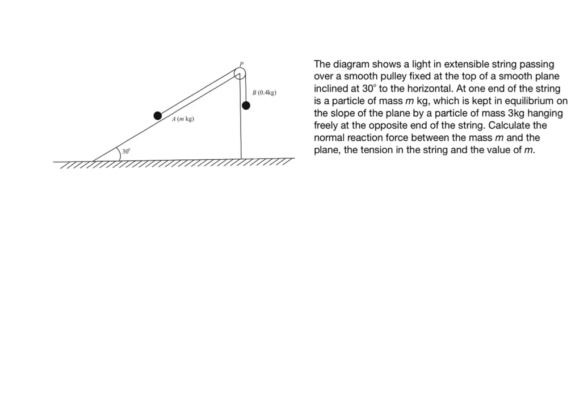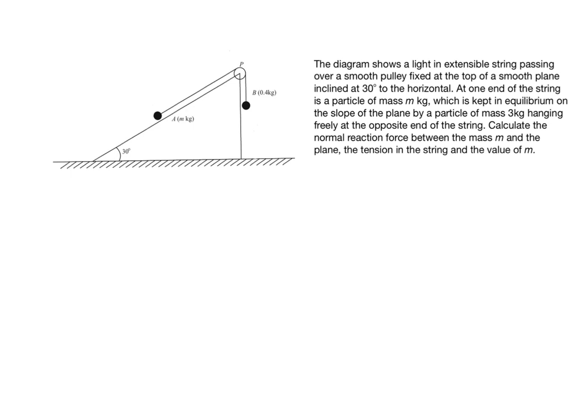In this question, we have a pulley system on a slope. We've got an unknown mass of M at A, and we've got a known mass at B. And we are trying to find the normal reaction force, the mass M, and the tension in the string.